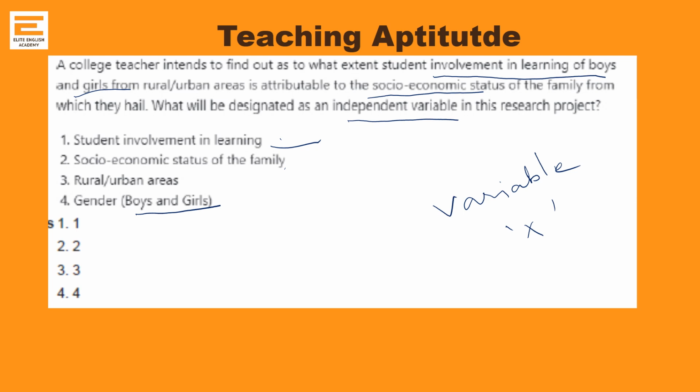So these three are dependent variables because they will change constantly, whereas boys and girls, the gender of a particular person, need not change technically, so it is the independent variable. So the answer is 4.